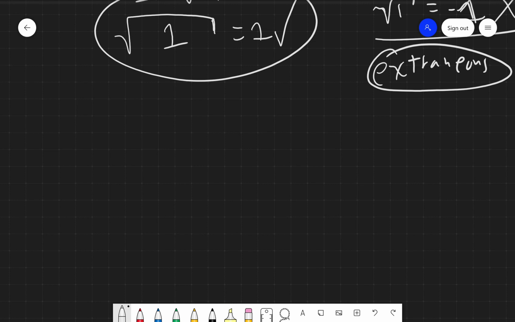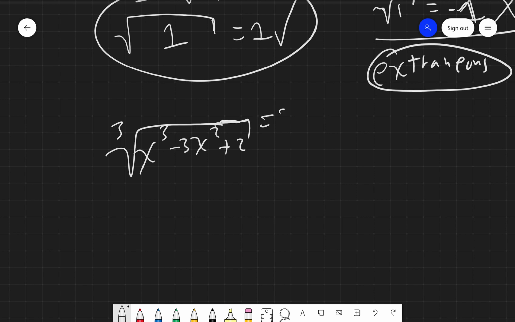Let's solve the cube root of x cubed minus 3x squared plus 2 equals x minus 1. In this case, we don't square it. We'll cube it. In fact, if you had a cube root equals a square root, you can't do either. So you'll take the least common multiple of them, which is 6. So you bring them all to the 6th power, and then you wouldn't have any roots. So keep that in mind.